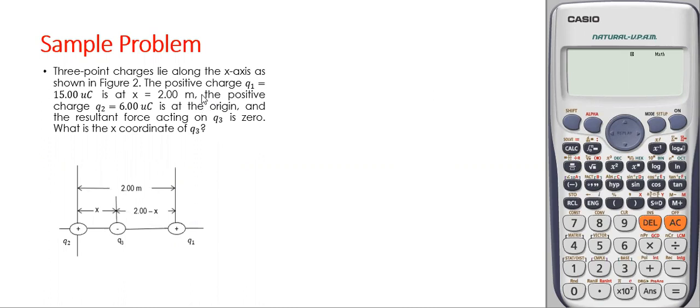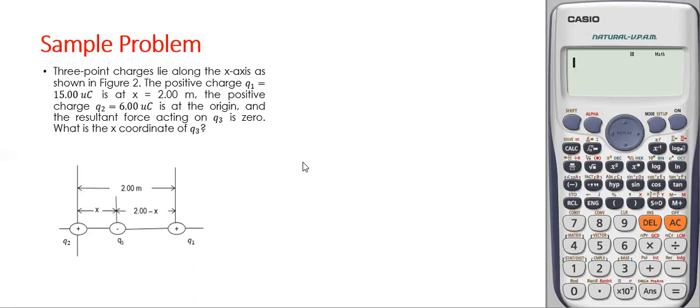Three point charges lie along the x-axis as shown in the figure. The positive charge Q1, equal to 15 microcoulomb, is at x equal to 2 meters. The positive charge Q2, equal to 6 microcoulomb, is at the origin. The resultant force acting on Q3 is 0. What is the x-coordinate of Q3?